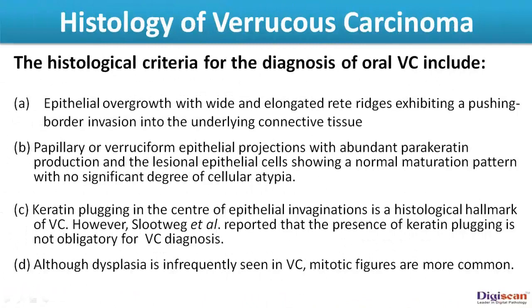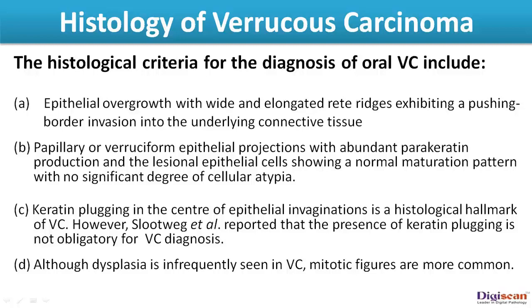Histological criteria for the diagnosis of oral verrucous carcinoma include epithelial overgrowth with wide and elongated rete ridges exhibiting a pushing border invasion into the underlying connective tissue, papillary or verruciform epithelial projections with abundant parakeratin production, and the lesional epithelial cells showing a normal maturation pattern with no significant degree of cellular atypia.